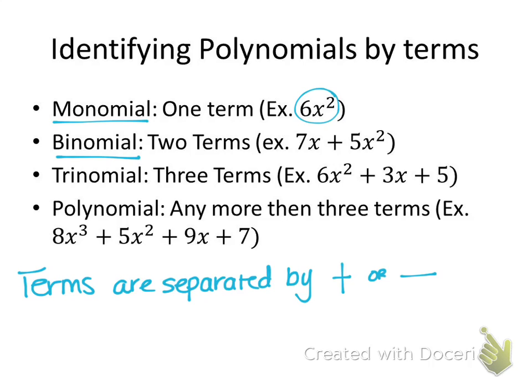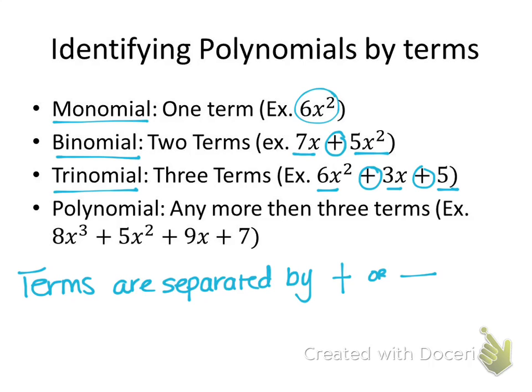Okay, so I look right here. I have a plus sign. So I count my terms. 1, 2. So I have 2 terms. That's what a binomial is. A trinomial. Again, think of a tricycle. How many wheels does a tricycle have? 3. So the term tri means 3. Okay, so I look at my plus and my minus here and I go 1, 2, 3. I've got 3 terms. And lastly, anything over 3 terms.